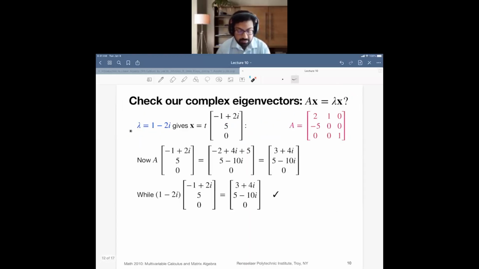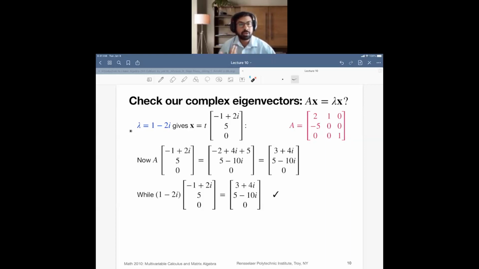Next, do the same thing for 1 minus 2i, a different eigenvector. In fact, the complex conjugate eigenvector of the previous case. A is the same. Evaluate Ax, evaluate lambda x, check whether they are the same or not, and it will turn out to be exactly the same. So this proves that, in fact, the eigenvectors appeared in complex conjugate pairs here. We had one real eigenvalue, which gave us one real eigenvector. But for the two complex conjugate eigenvalues, we got two complex conjugate eigenvectors.